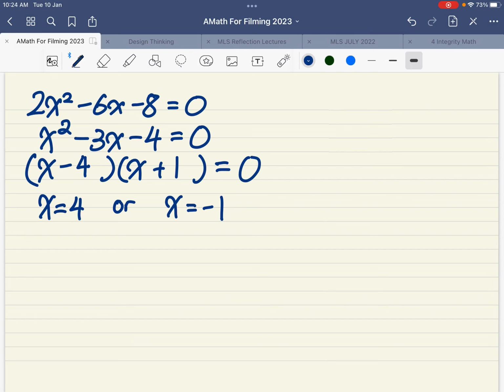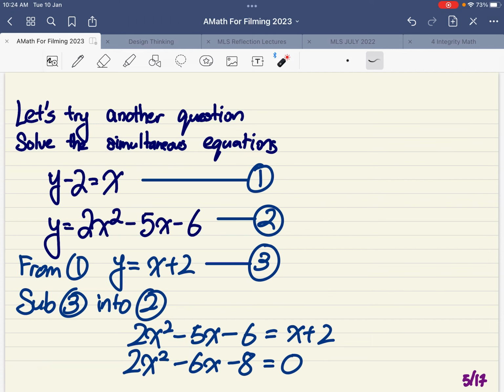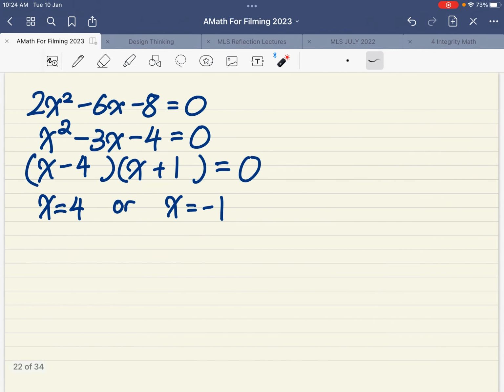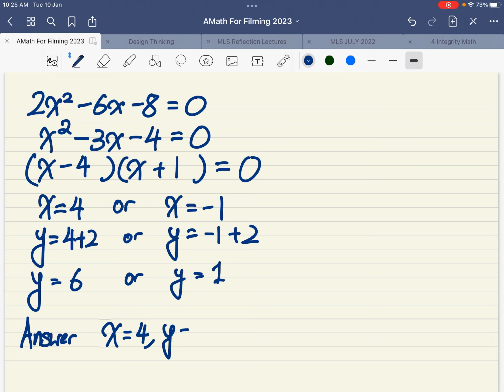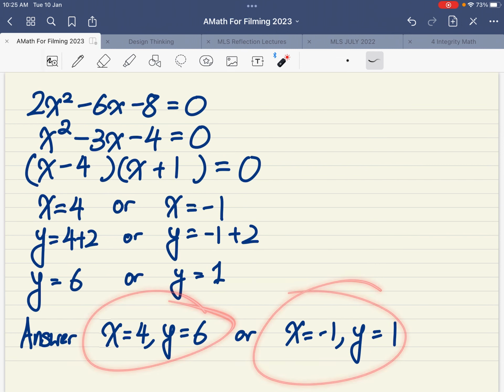Now, how to obtain my y values? You go back and look at our equation. We had y equals x plus 2. So what I'll get here is y equals x plus 2, so my y value is 6, or my y value is equal to 1. So my answer is when x is equal to 4, my y value is equal to 6, or when my x value is negative 1, my y value is 1. Okay, 4, 6, negative 1 and 1. Just try to make a mental note of these numbers.